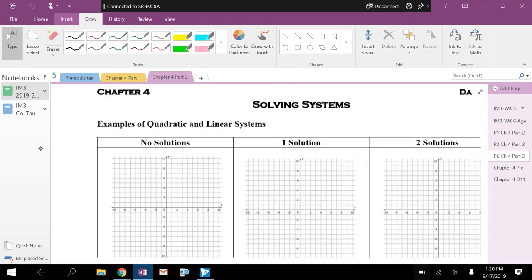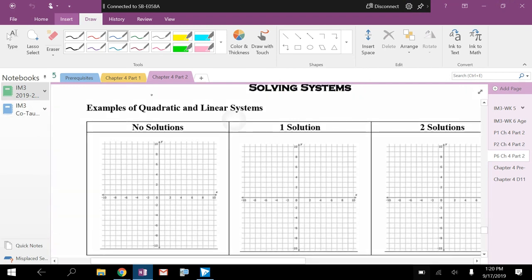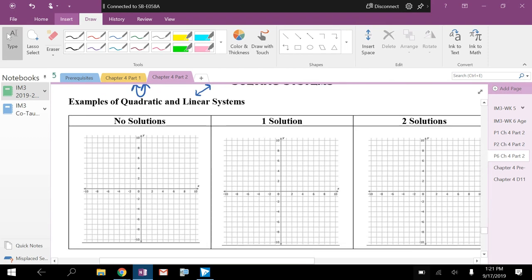Okay, so we have quadratic and linear systems. Remember, quadratic looks like this, like a U, and linear is just a line. Quadratic we've been working with this whole entire chapter so far, so that's like that little U shape, and then we have that line right there.